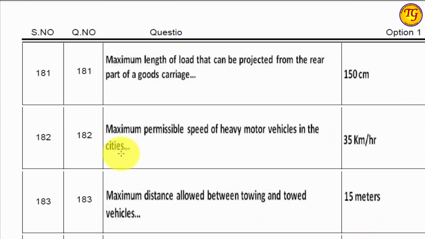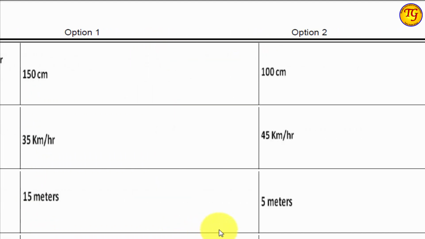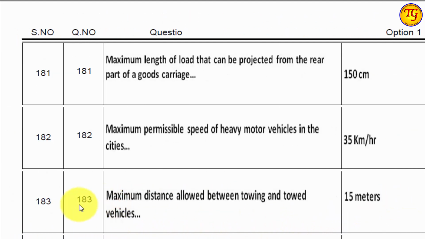Option number 2. Question number 181 says maximum length of load that can be projected from the rear parts of goods carriages, which is 100 centimeters. As you all know, option number 2 is the correct one. Yes, option number 2 is correct.